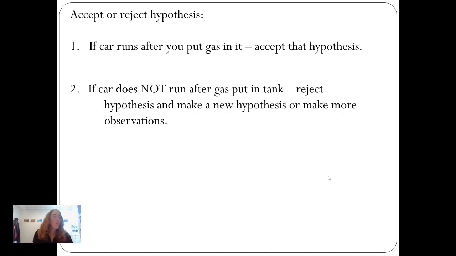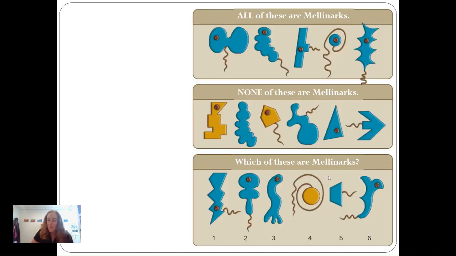Okay, so once you've done the experiment of putting gas in your car, you can test your hypothesis. If the car runs after you put gas in it, you're accepting that hypothesis, that the car ran out of gas, which is why it stopped running. You accept that was true. If your car doesn't run after you put gas in the tank, you reject your hypothesis and you start over, or you make more observations and you start that cycle again. So obviously this is a simple example of doing the scientific method.